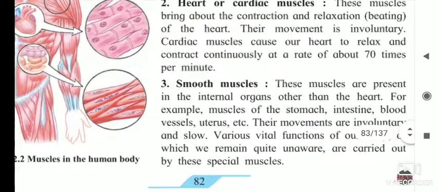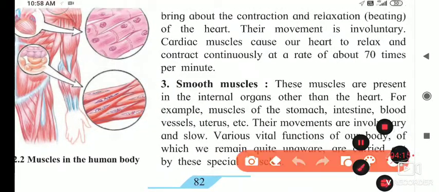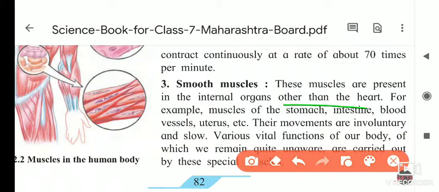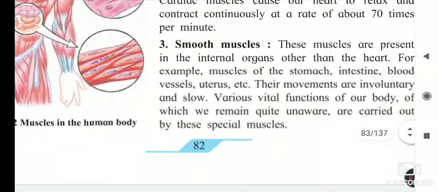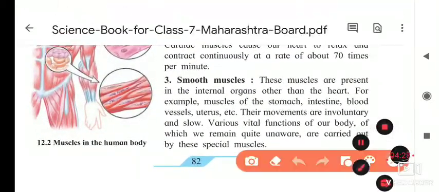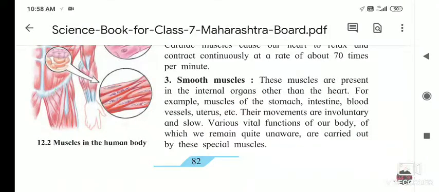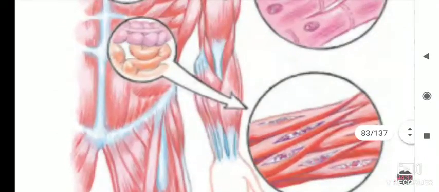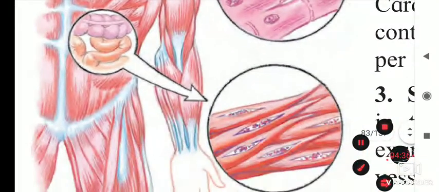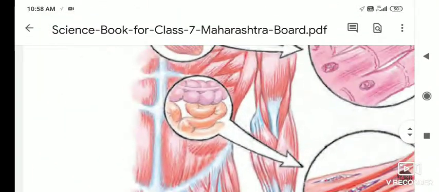Smooth muscles are present in the internal organs other than the heart. Except the heart, there are some other organs made up of these muscles, and they are called smooth muscles. If you see here, this is the part of the stomach, this is the large intestine and small intestine. These are made up of these smooth muscles. Here it is smooth muscles.